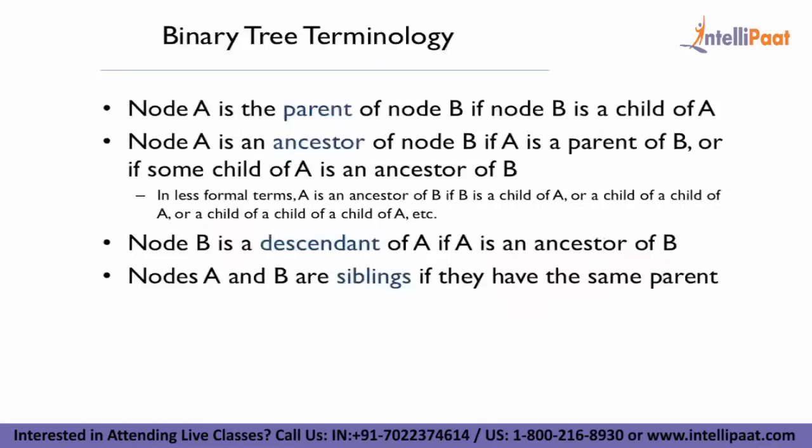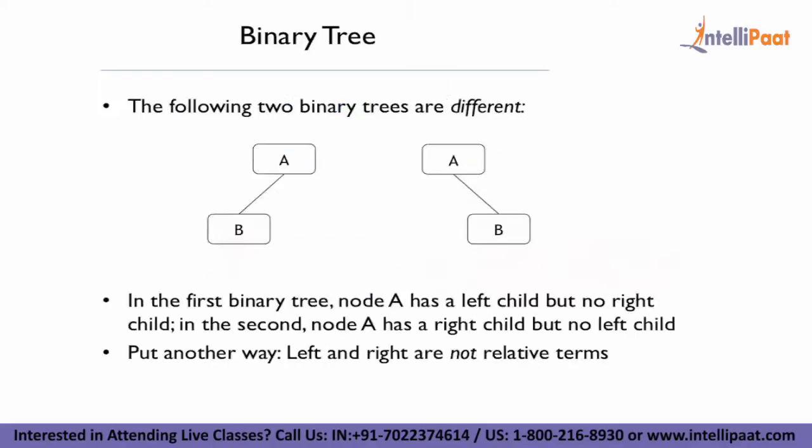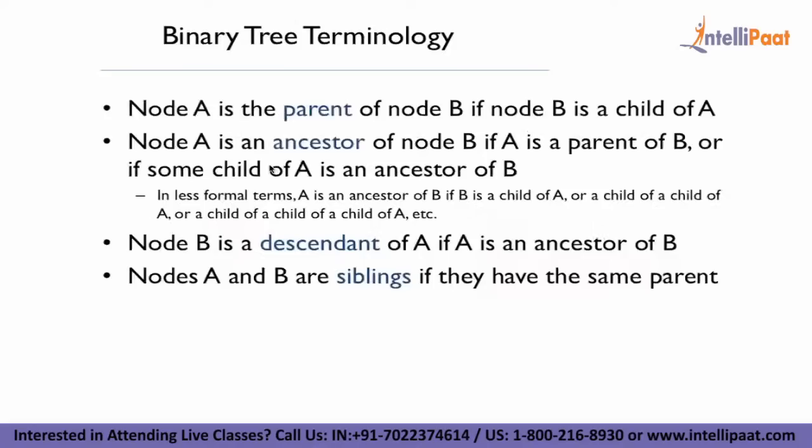So, binary tree terminologies. Node A is the parent of node B if node B is the child of node A. So what is meant by parent and child? In this case, node B is the child of node A. That means in the hierarchy, node A comes first and node B comes after A. So A is the parent of B and B is the child of A. Node A is the ancestor of B if A is a parent of B.